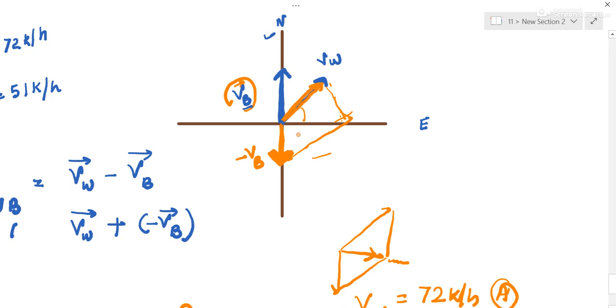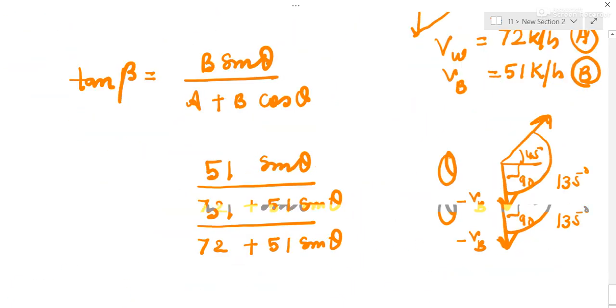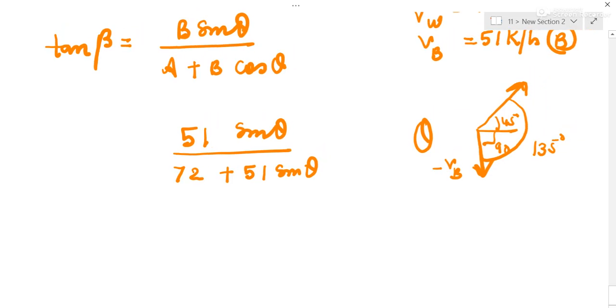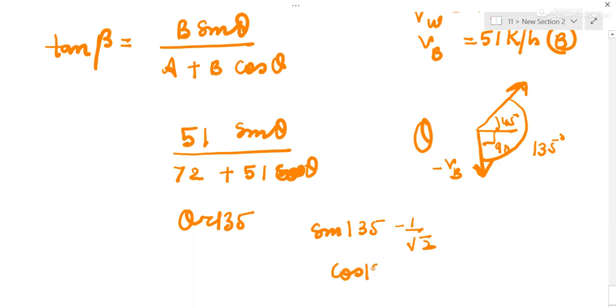So this angle is 45, northeast, and this is 90. So the angle between the two vectors is 135. So theta is 135. Now sine 135 would be 1 by root 2 and cos of 135 would be minus 1 by root 2. So we will substitute here and you can find out the answer of tangent beta.